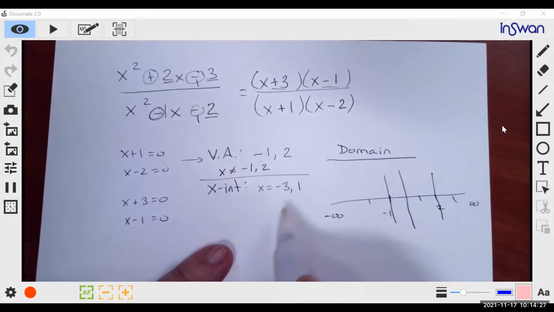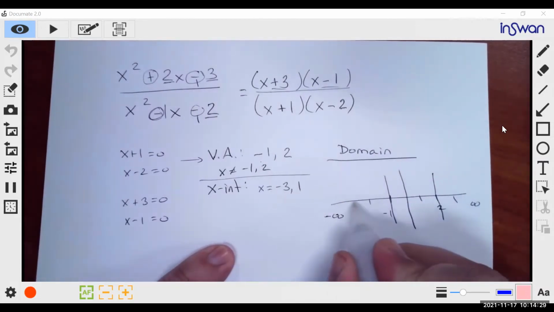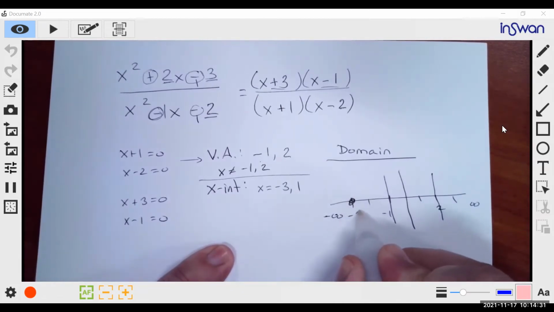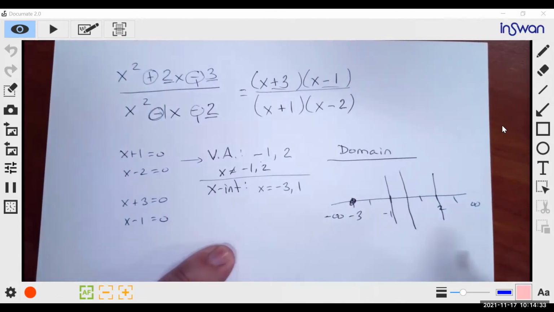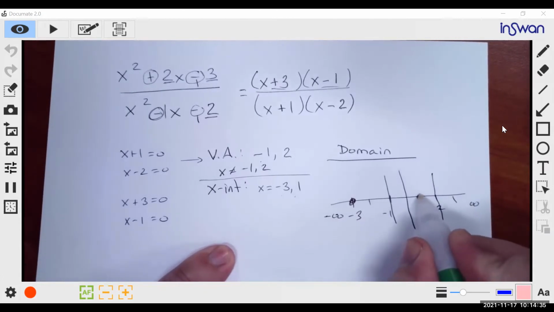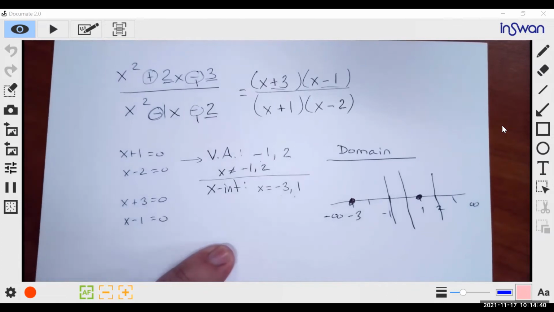The x-intercept tells us where on the graph it's going to cross. So we know we have a point at -3 and at +1. We know the graph will cross the x-axis there. That's all we know so far.